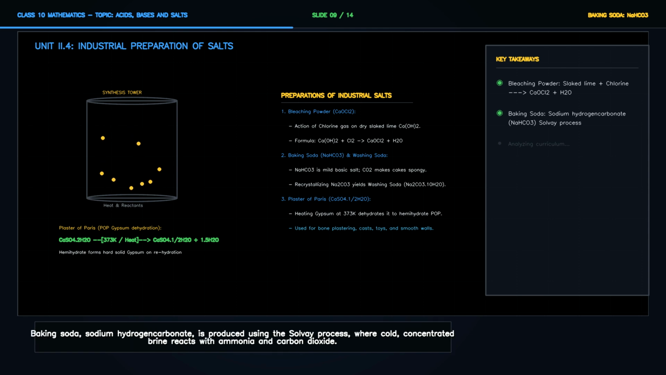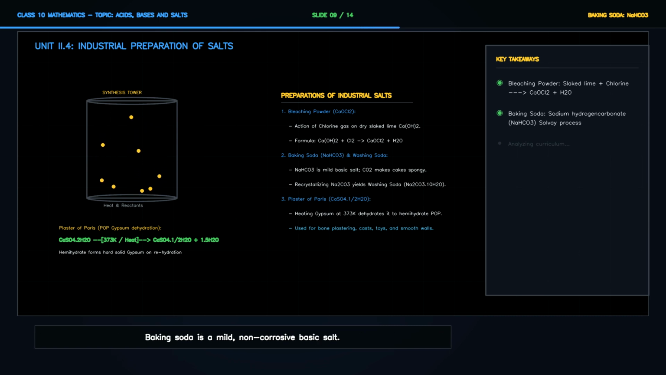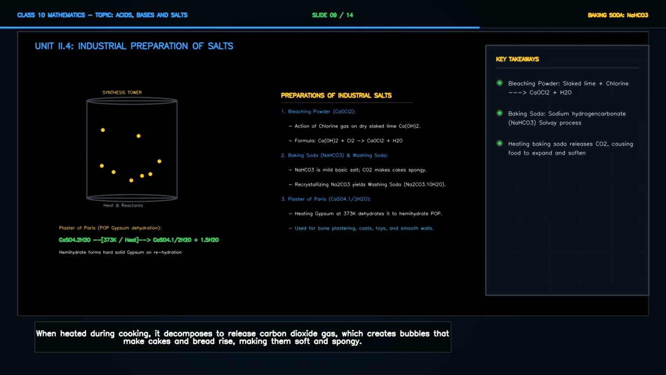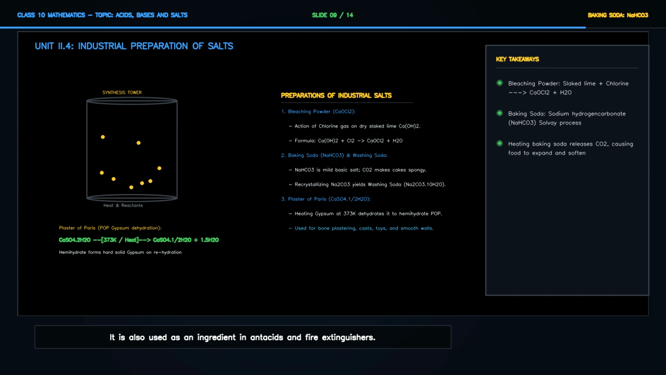Baking soda, sodium hydrogen carbonate, is produced using the Solvay process, where cold, concentrated brine reacts with ammonia and carbon dioxide. Baking soda is a mild, non-corrosive basic salt. When heated during cooking, it decomposes to release carbon dioxide gas, which creates bubbles that make cakes and bread rise, making them soft and spongy. It is also used as an ingredient in antacids and fire extinguishers.